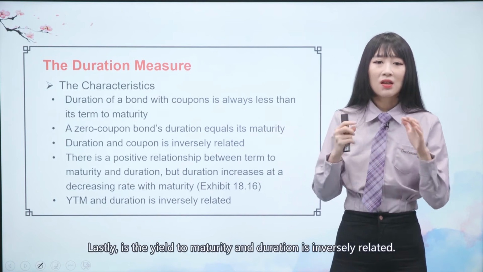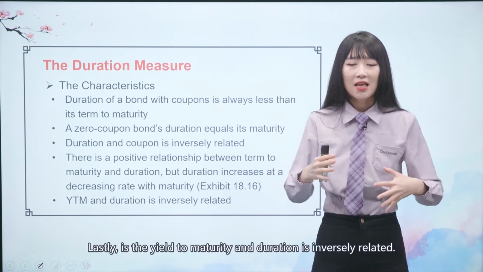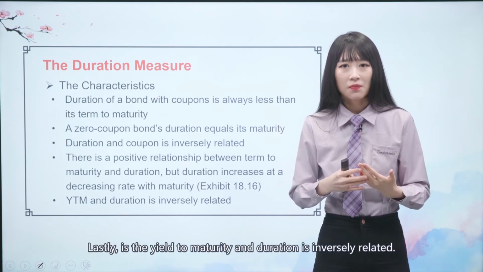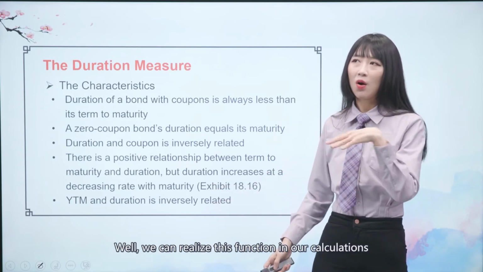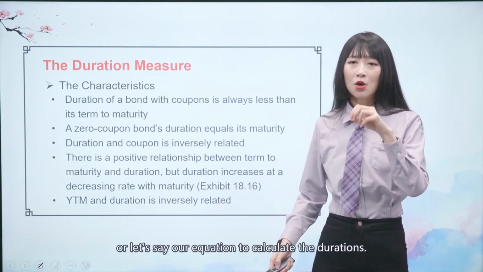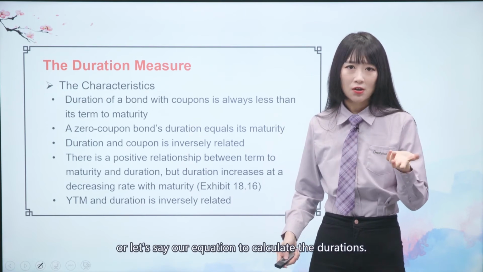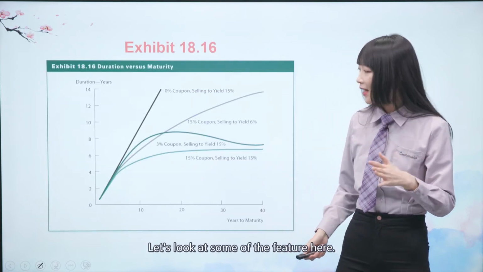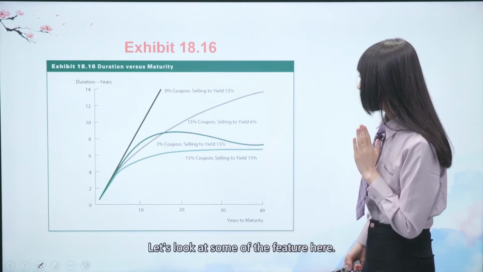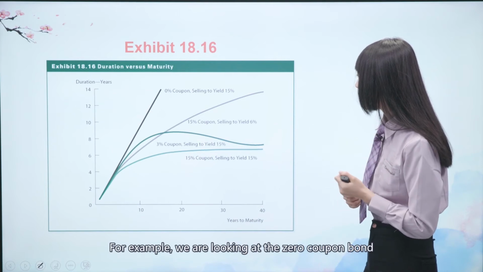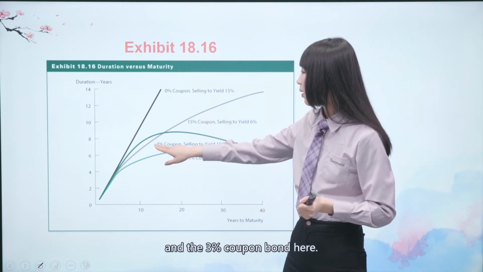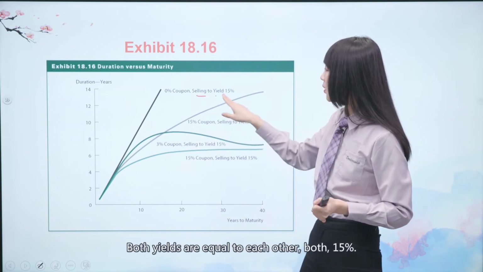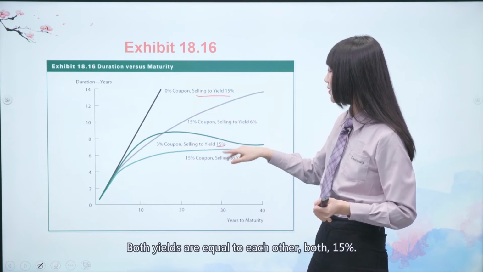Lastly, yield to maturity and duration are inversely related. Well, we can realize this in our calculations, or let's say, the equation to calculate the durations. Now, let's look at some of the features here. For example, we are looking at the zero coupon bond and 3% coupon bond here. Both yields are equal to each other, both 15%.